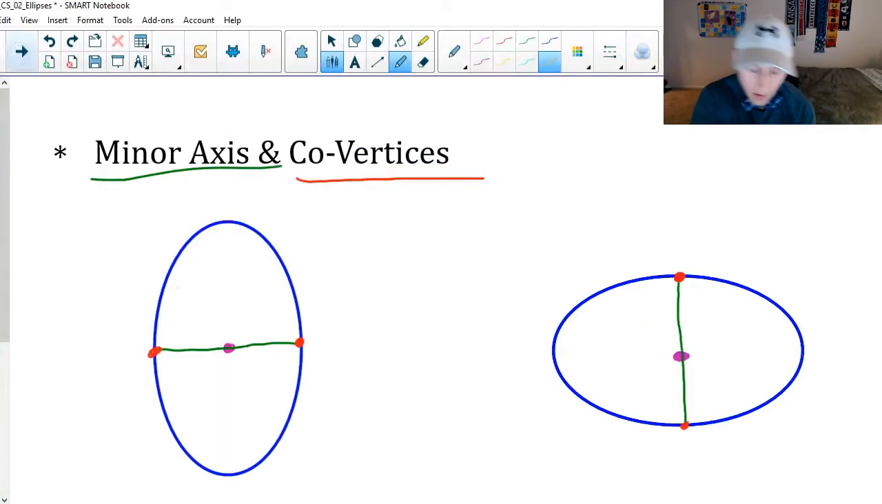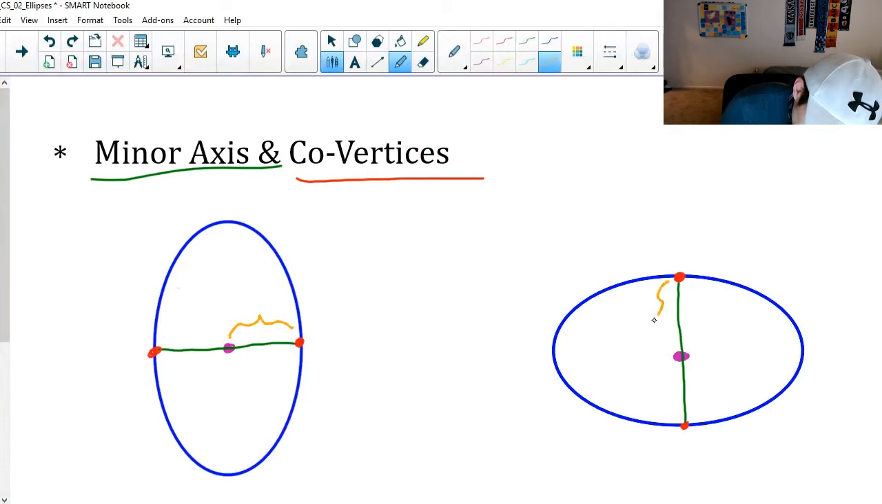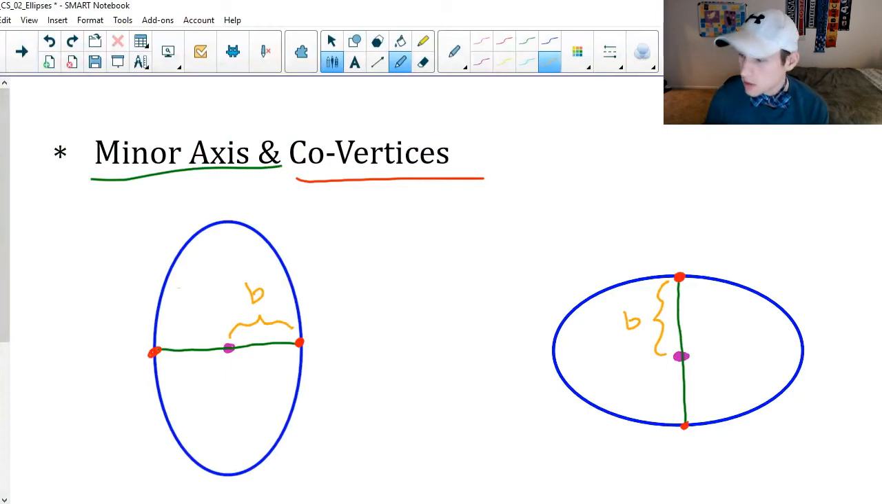For the minor axis, the distance between the center and the co-vertices is B. Right, that's the smaller of the 2 numbers that we get from the denominators.